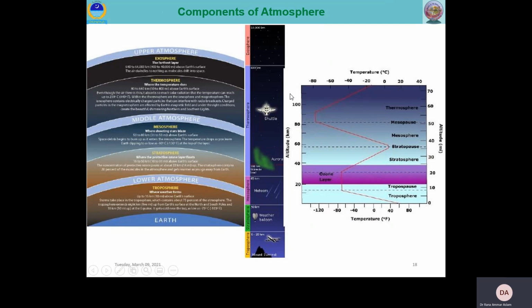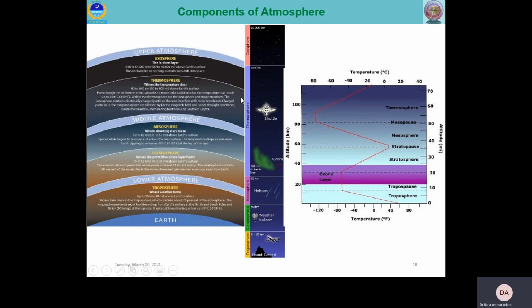If you see this figure, especially the one on the right side, the horizontal axis shows temperature variations in Fahrenheit, and on top the same is represented in degrees Celsius. The vertical axis shows height in kilometers on the left, and on the right side the height is represented in miles. You see the total atmosphere has been divided into these layers: the troposphere, stratosphere, mesosphere, and thermosphere, right? And this magenta color shows the ozone layer that protects us from ultraviolet radiation.